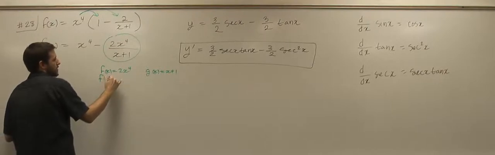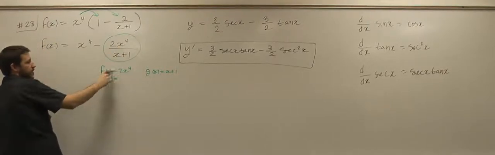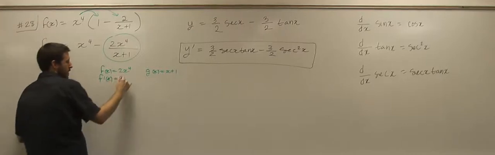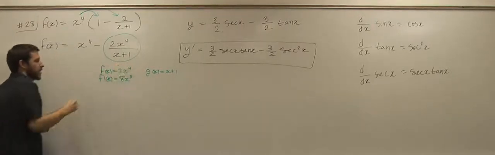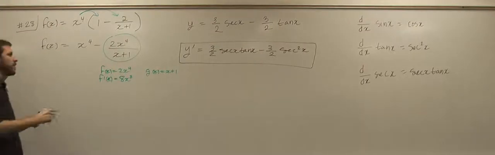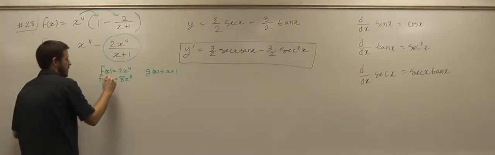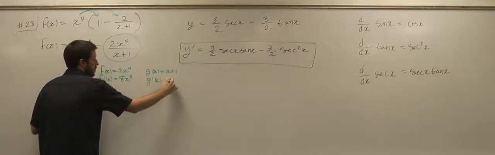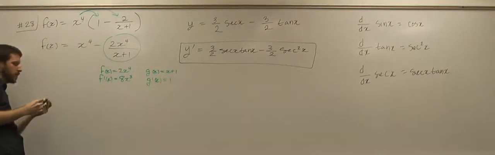f prime of x is equal to, what's the derivative of f? 8x to the power of 3, 8x cubed, right? You drop the 4 down and then subtract 1 from the power. And then here, g prime of x, well, that's just 1. Right? Derivative of x is 1.